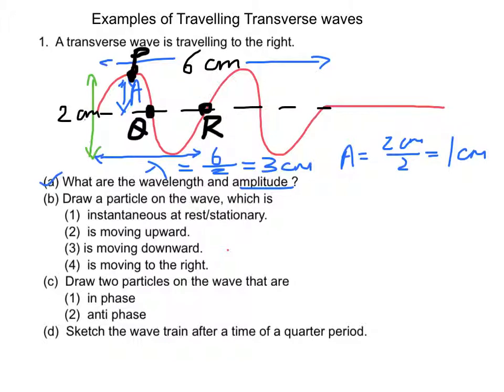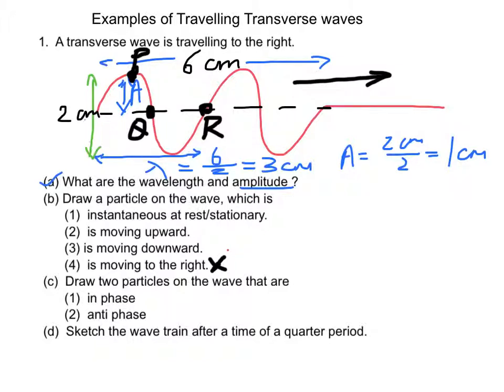For B4, for the particle moving to the right, O. The particles are not moving to the right. Only the wave is moving to the right, and the particles along the wave are vibrating vertically. They are vibrating in a direction perpendicular to the direction of wave motion. Therefore, no particle is moving to the right.